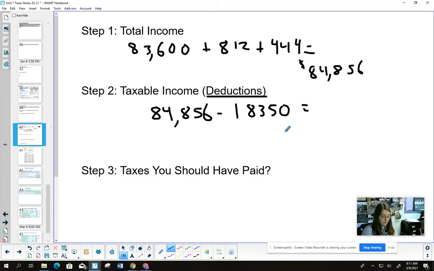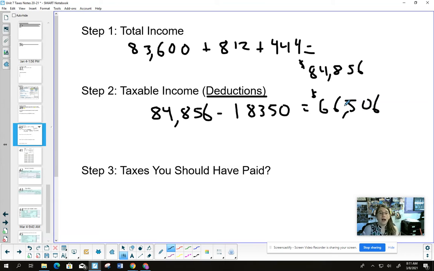So she's got a bigger deduction than somebody who is just single because children are expensive. So the government says, ooh, we're going to pretend you didn't make this much money because you've got a kid. That's expensive. So even though she made the $84,856, this is actually how much is going to get taxed. That's the second step in doing your taxes, is figuring out, okay, here's all your income, but how much are we actually going to tax you on?